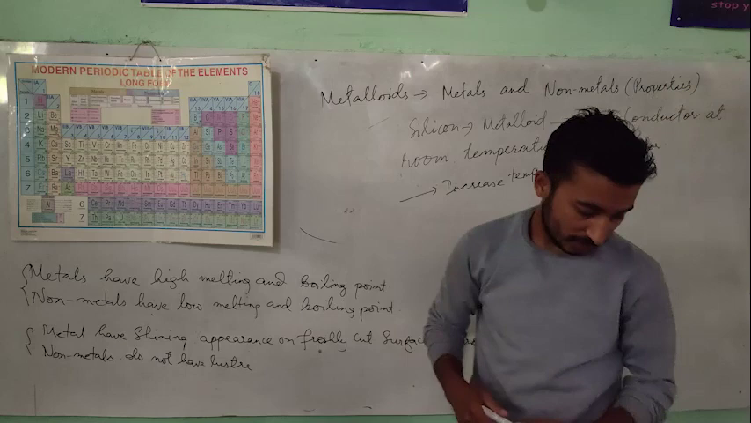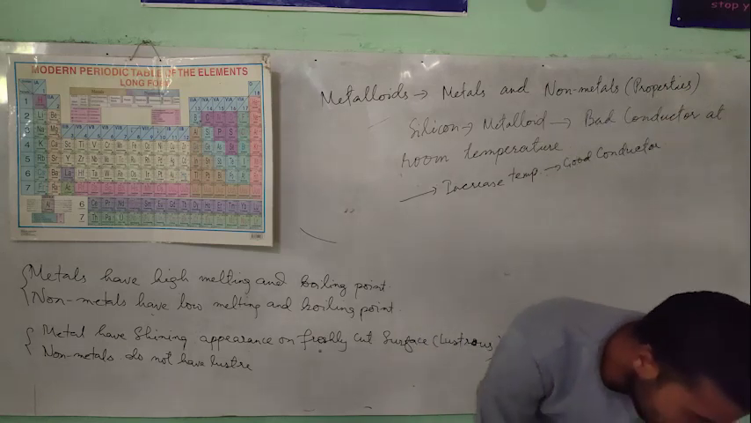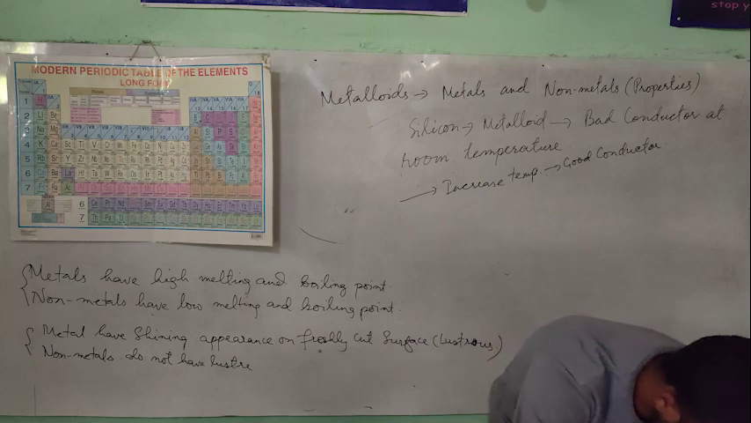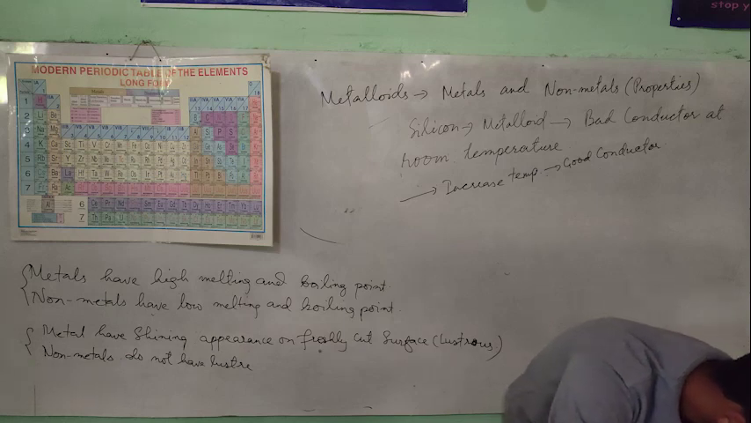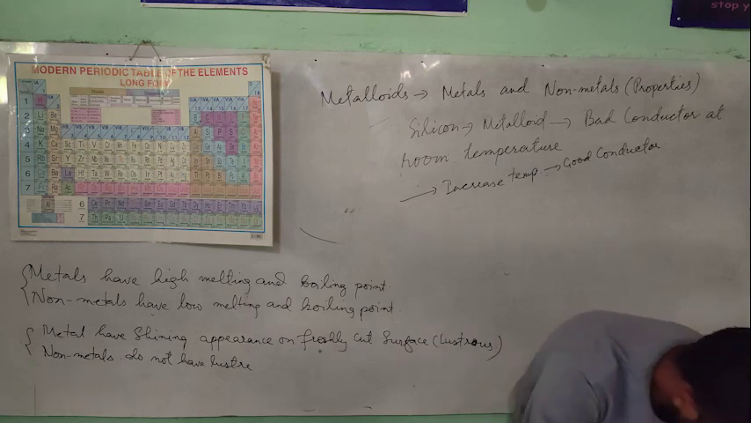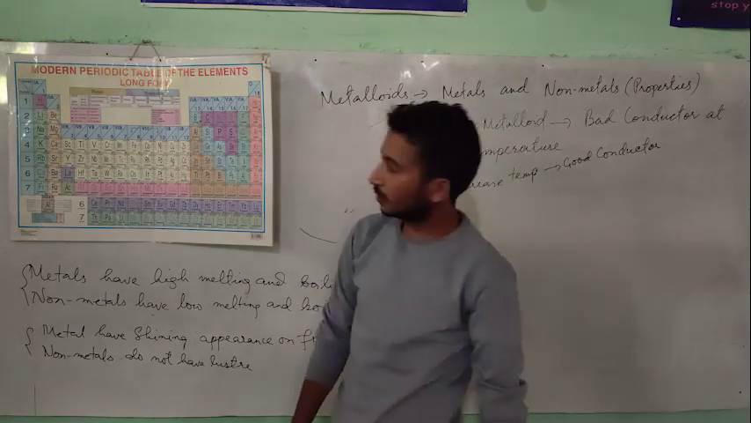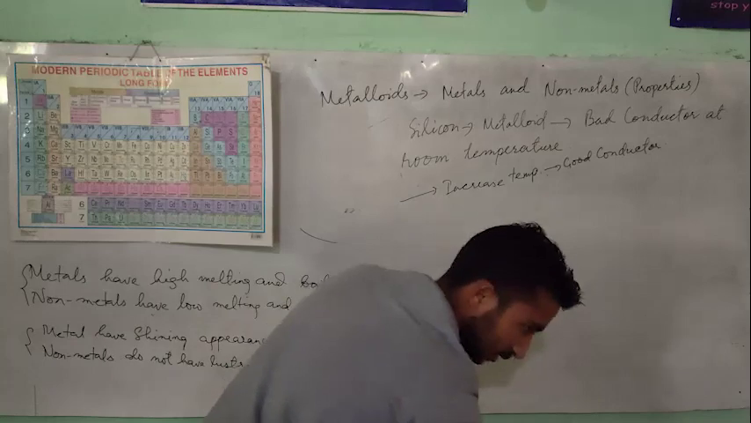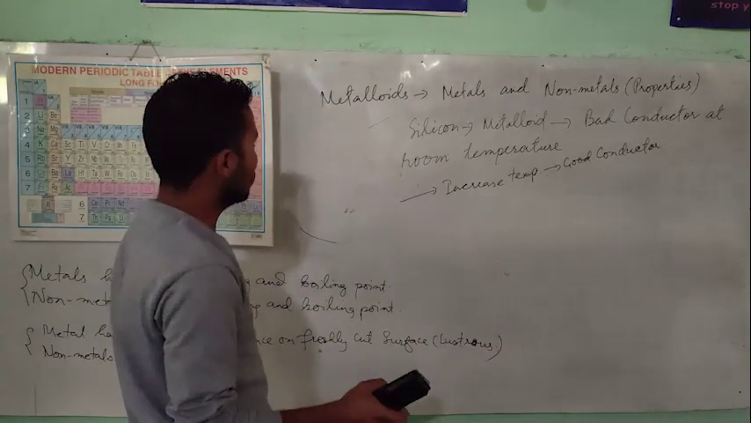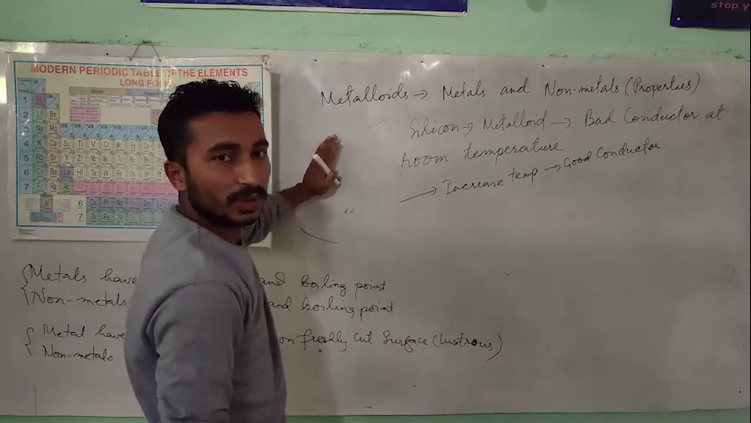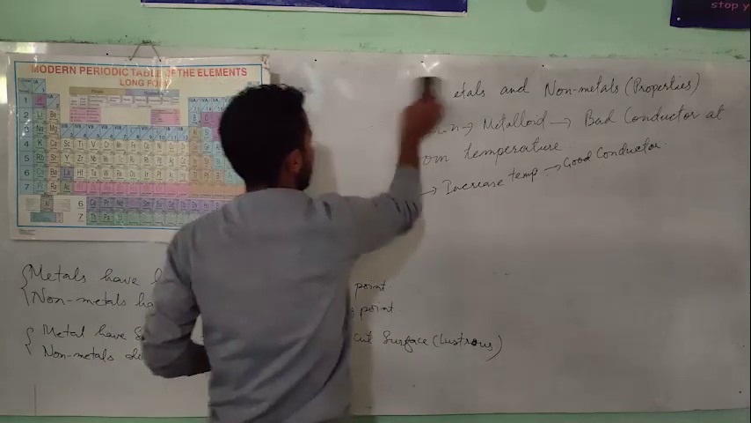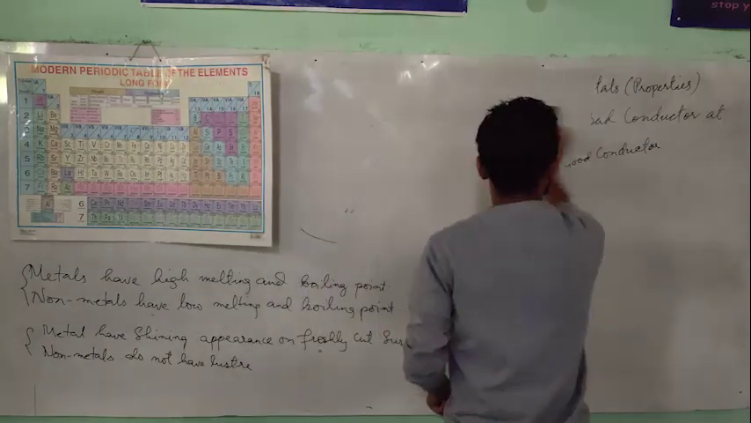Now let's move on to chemical properties of metals and non-metals. For chemical properties, we will study only some important points like formation of oxides, what happens when that oxide reacts with an acid, and what happens when that oxide reacts with a base. So first of all, let's discuss chemical properties of metals and non-metals.